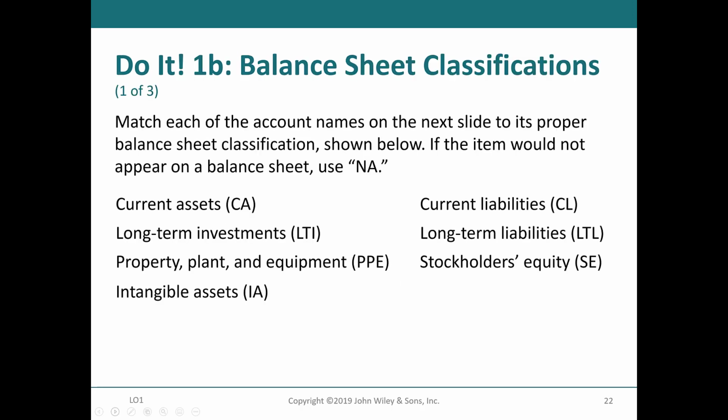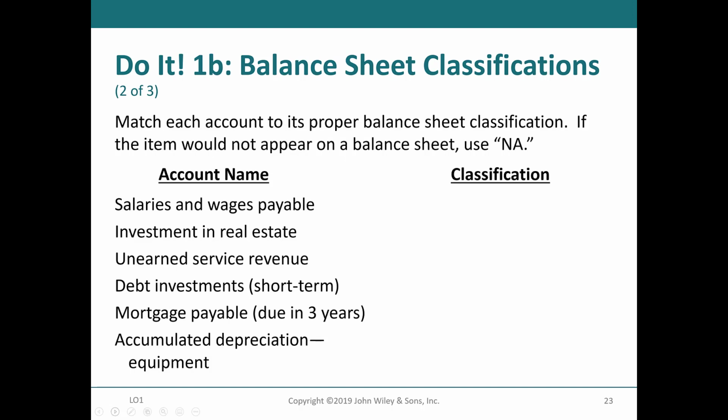This is an example for us to do. Match each of the account names on the next slide to its proper balance sheet classification shown below. If the item would not appear on the balance sheet, use NA. So we're going to look at all of these and find out which one goes on the balance sheet, and if it doesn't belong on the balance sheet, we want to put NA.